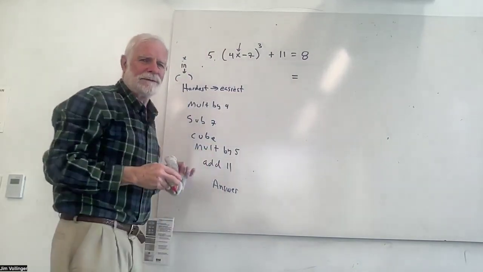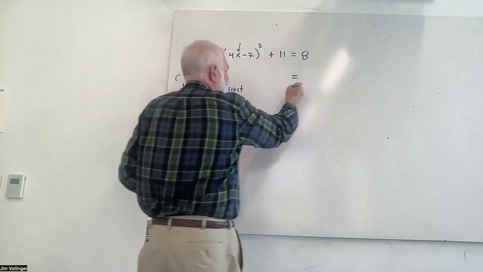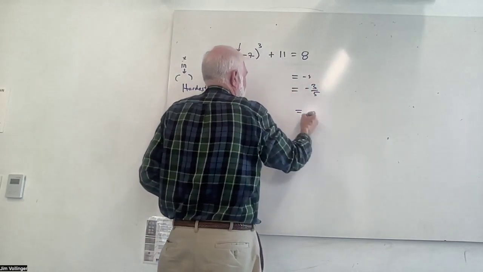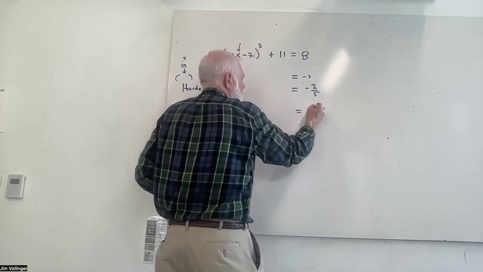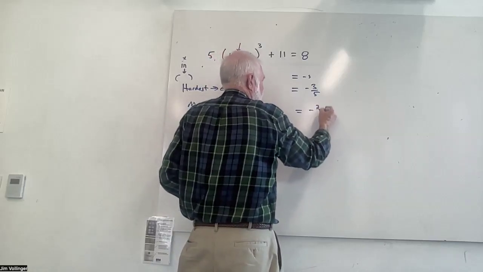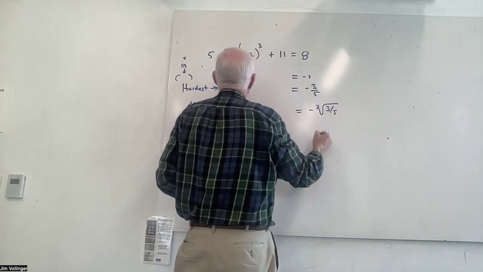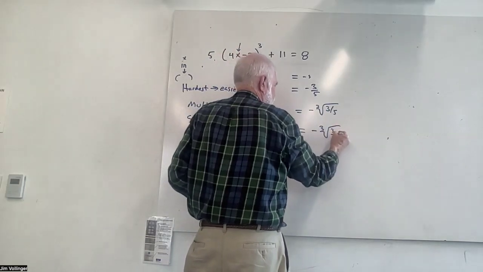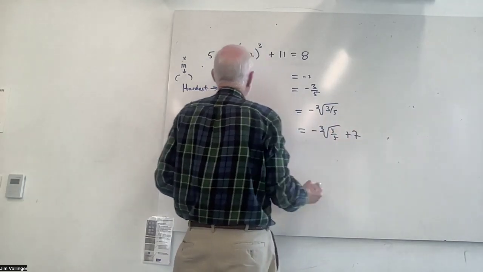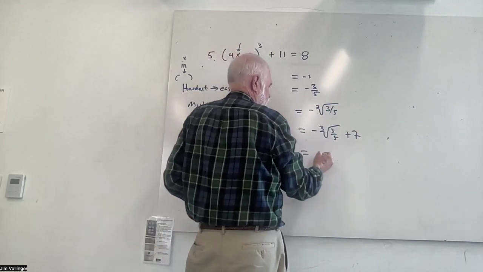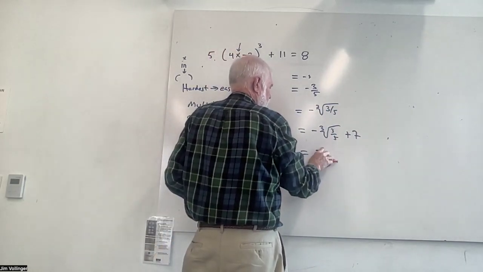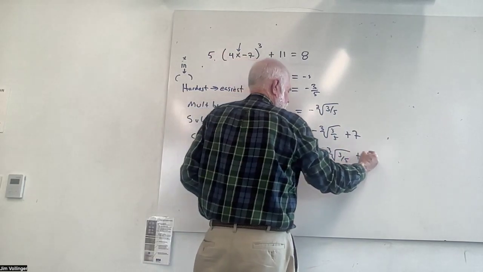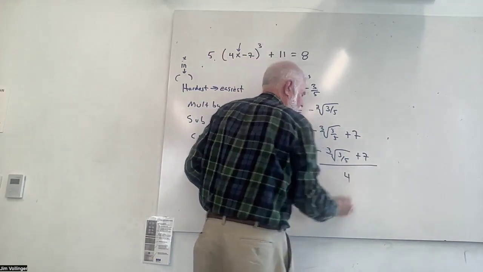What do I want to see in my class? I want to see the thought process. I want to see -3. I want to see -3/5. I want to see the cube root, which is negative cube root of 3/5. I want to see addition of 7. And the last thing I want to see is division by 4. So we got a negative cube root of 3/5 plus 7. And that's getting divided by 4.